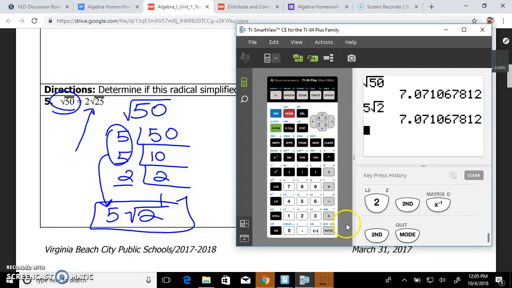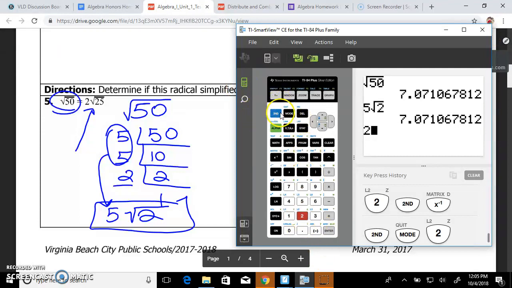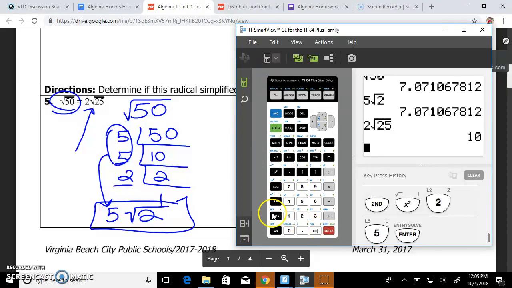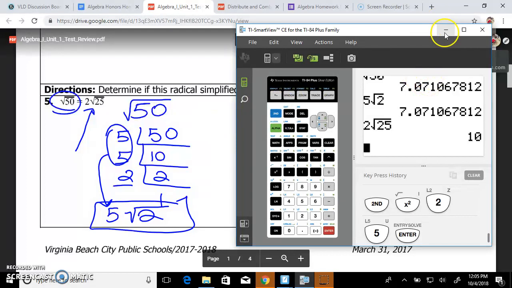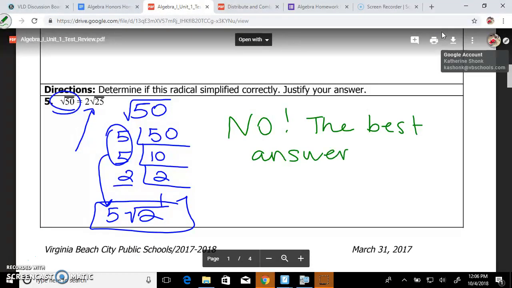Oops, hit that wrong button again, sorry about that. So we have 2 square root of 25. And that gives us 10. So their answer definitely does not match. So does this radical simplify correctly? We would say no. The best answer is what we found. Best answer is 5 root 2. I think that's enough to justify that.